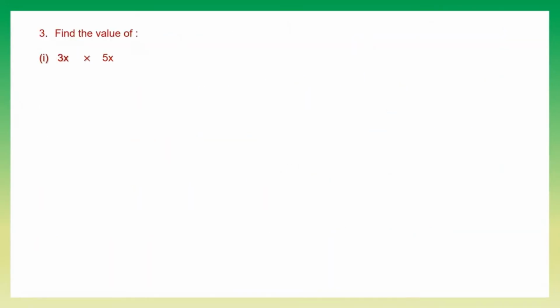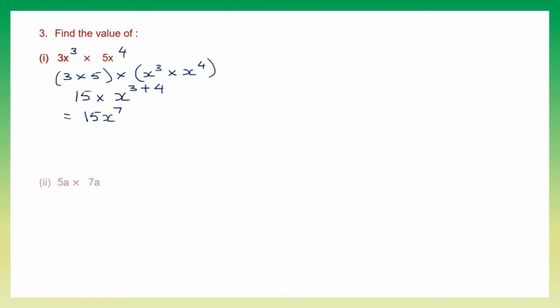Moving on to the next question, find the value of, the first one is 3x to the power of 3 into 5x to the power of 4. So let's multiply the numbers first. 3 into 5 into, let's take x, x to the power of 3 into x to the power of 4. So that will be 3 5s are 15 into x to the power of 3 plus 4. So that is 15. X to the power of 3 plus 4 is 7. The answer is 15x to the power of 7.